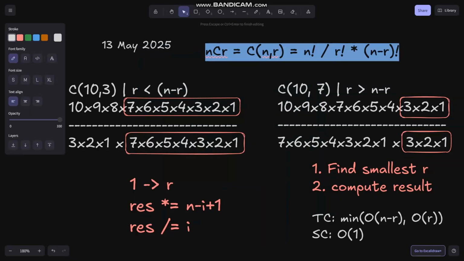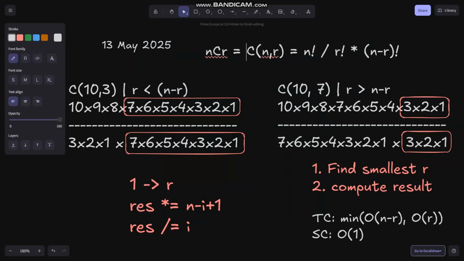13th May GFG question: we have to calculate the value of nCr, and the formula is n factorial divided by r factorial times (n minus r) factorial. So the naive way to calculate this would be to have a factorial function, calculate the factorial for n, for r and for n minus r individually, and then multiply and divide to get your answer.